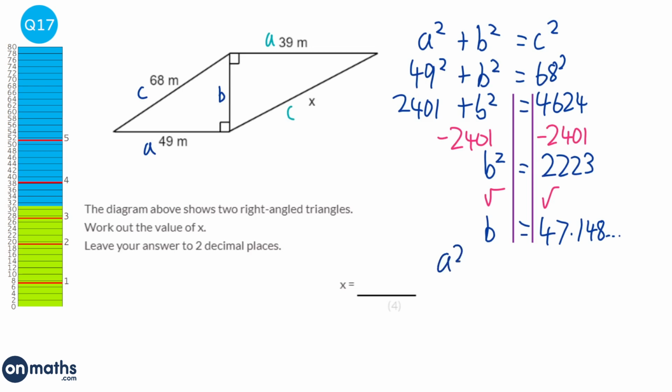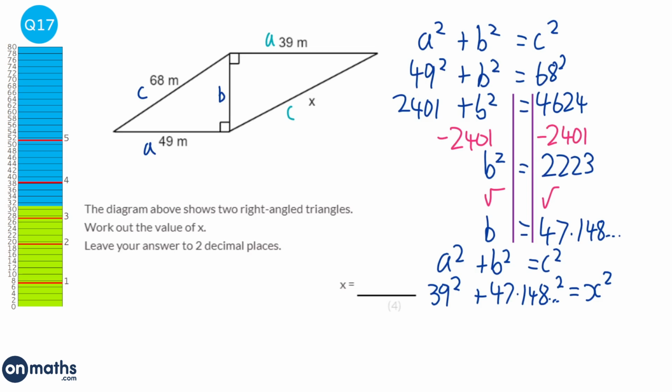So it'd be a squared plus b squared equals c squared, but this time a is 39. B we are given as 47.148. We've just worked that out, and we're looking for c. In fact, we can call it x now. Okay, so we need to square that.